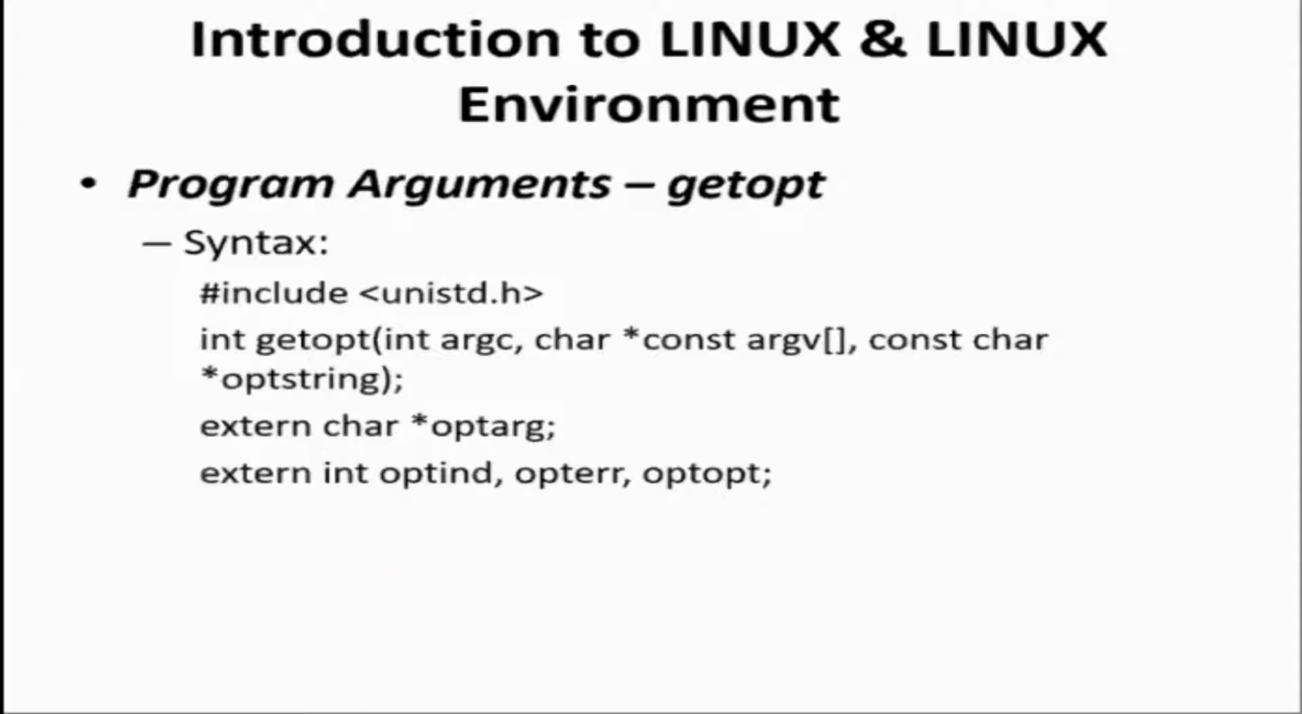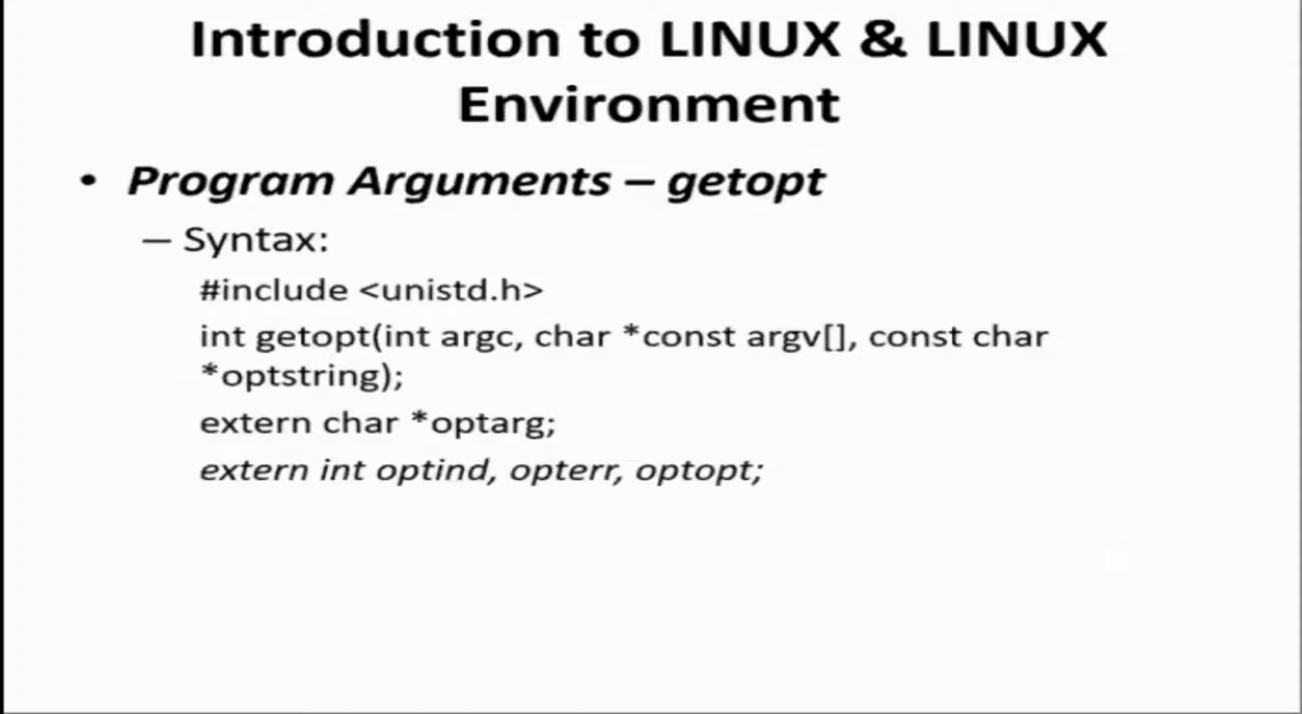Optind and opterr. In the case of optind, I already specified that optind means option index, which is the next element to be processed in the argument vector, and the system initializes optind to 1. It is not initialized to 0 because 0 is the command name, or the program name that you want to execute. So the system initializes the option index value to 1.